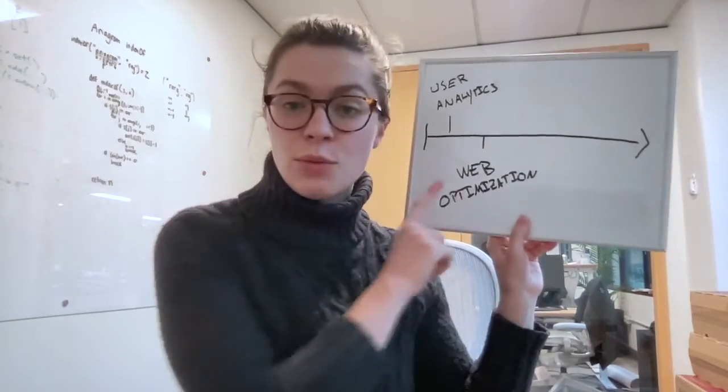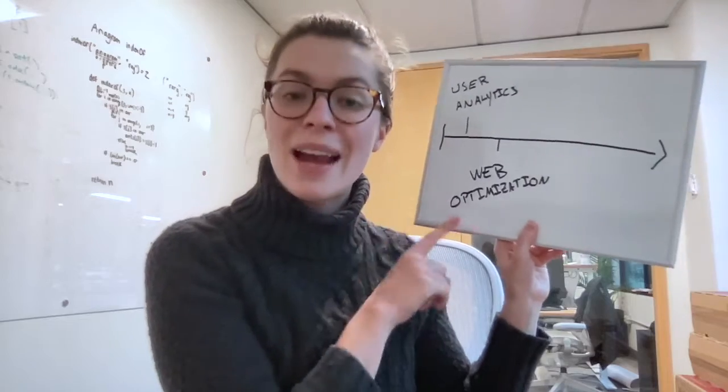A slightly more advanced test that you can run instead of user analytics is web optimization. This is really tactical marketing, and this is going to be a lot of user interface (UI) type changes, like am I going to make my buy button green or blue? What text is it going to have on it? Where on the screen is it going to be located?